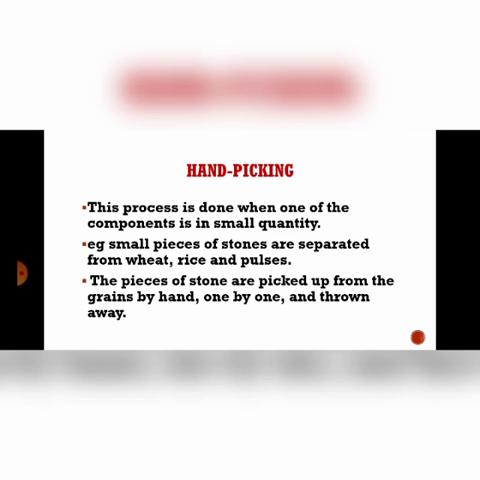This process is done when one of the components is in small quantity. For example, small pieces of stones are separated from wheat, rice, and pulses. The pieces of stone are picked up from the grains by hand, one by one, and thrown away.